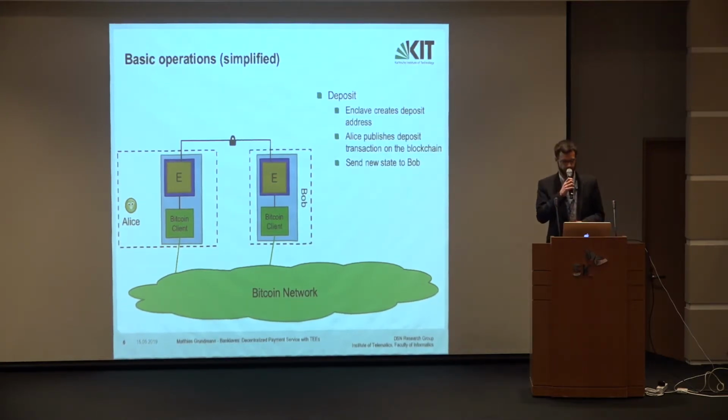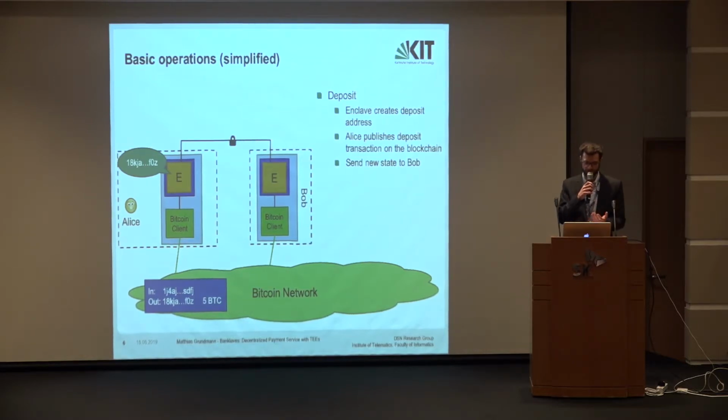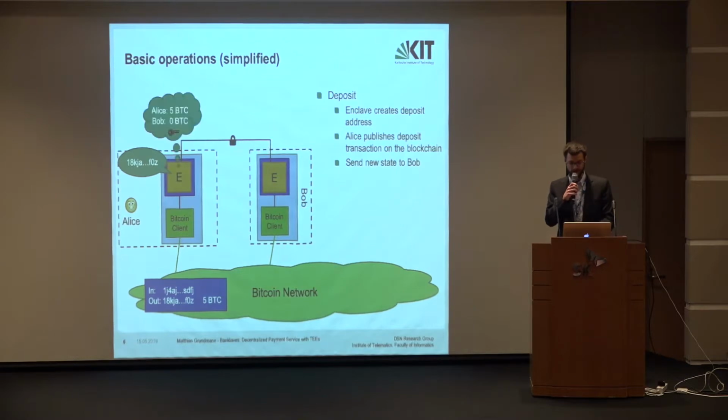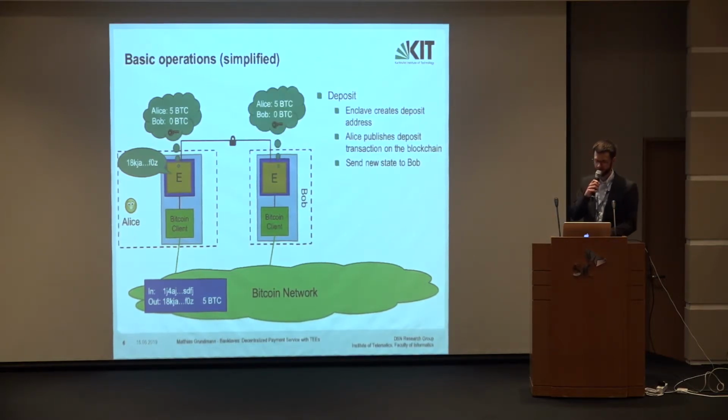Now Alice can perform a deposit by telling her enclave to create a new deposit address, which means the enclave creates a private-public key pair and creates a Bitcoin address that Alice can create a transaction to. Alice, for example, sends 5 Bitcoins using a blockchain transaction to this address that the enclave has provided. When the enclave has confirmed that the transaction is part of a confirmed block, the enclave updates its state, meaning the enclave keeps track of all balances of all users, and this state is also sent to Bob's enclave.